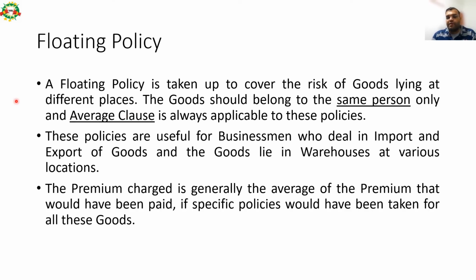Next type of fire policy is floating policy. A floating policy is taken up to cover the risk of goods lying at different places. So if I have a business model where I keep my goods at different locations, different warehouses or in transit, the goods should belong to the same person. This is the keyword, and only an average clause is always applicable to these policies. So we cannot purchase specific floating policies. So average clause is always applicable in case of floating policies.